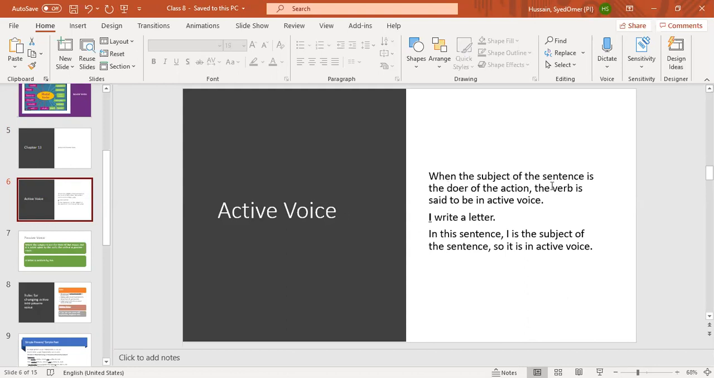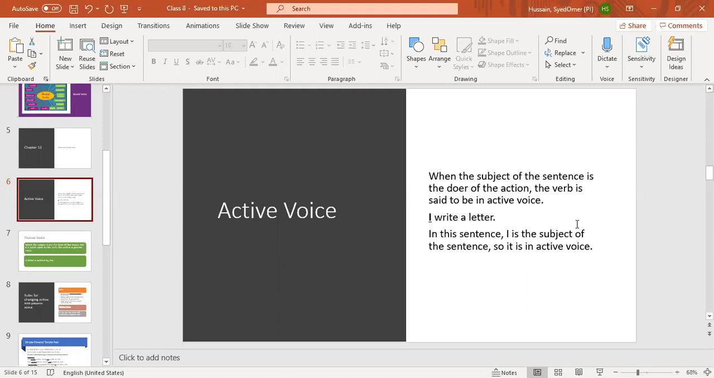When the subject of the sentence is the doer of the action, doer means the person who is doing something, the verb is said to be in active voice. Okay, I write a letter. Now, who is doing the action? I is doing the action. So, I is the subject. So, write is in active voice. The verb write is in active voice. The sentence is in active voice. I write a letter. Similarly, if we say, Sana washes clothes.